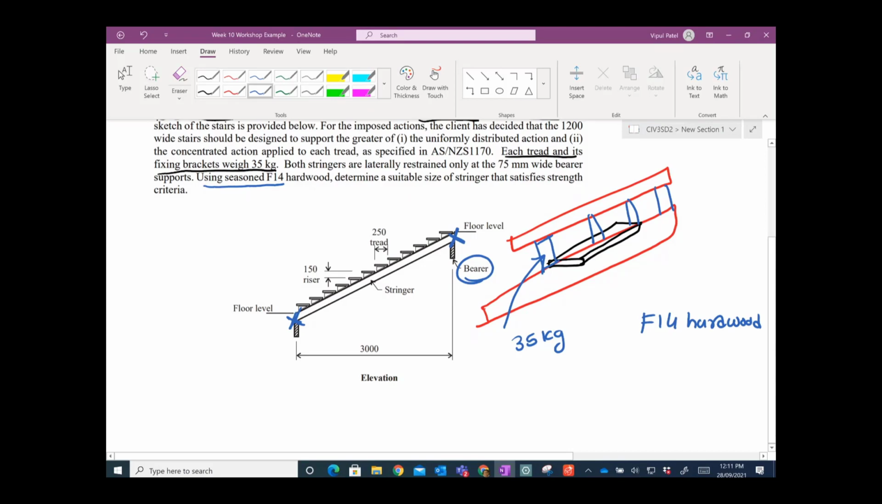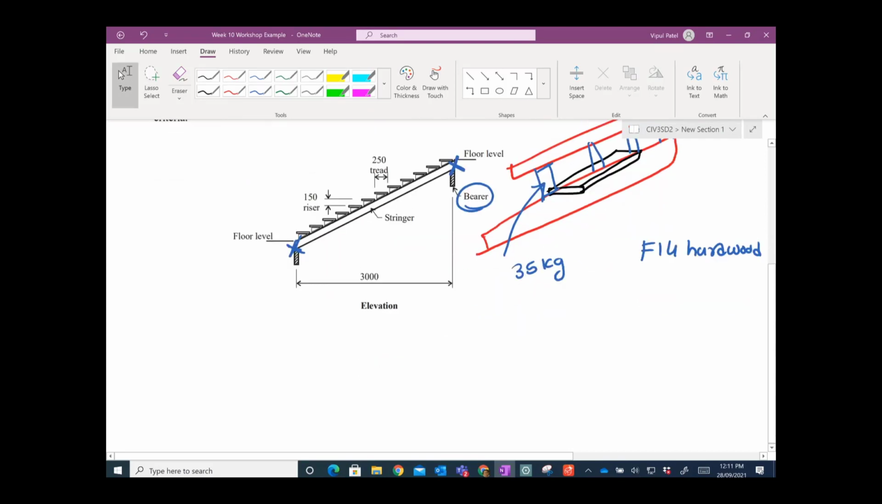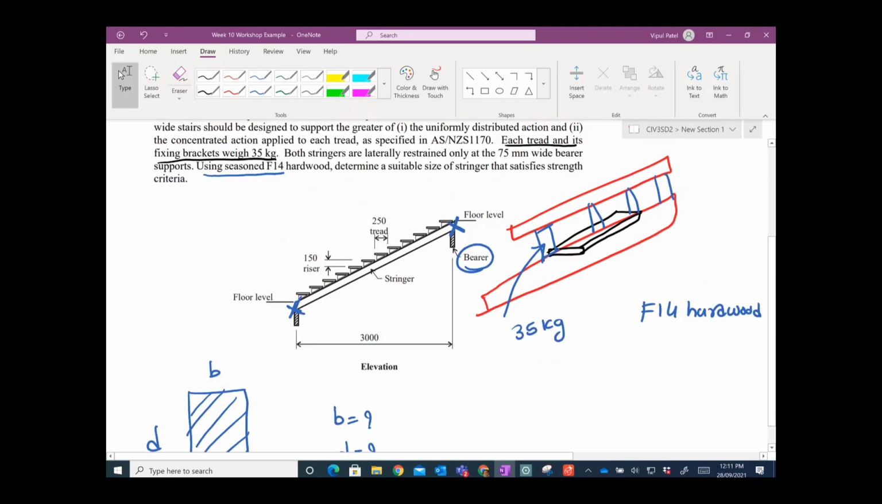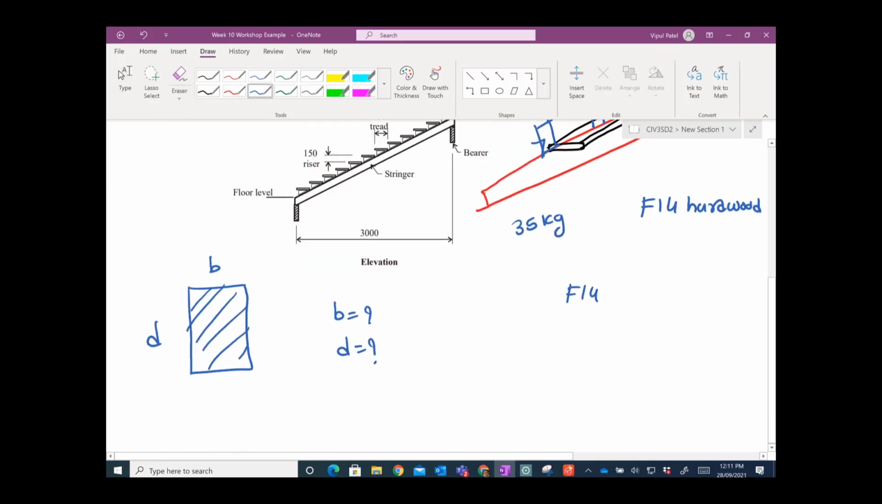Determine a suitable size of the stringers that satisfies the strength criteria. So we need to say how big these stringers should be, let's say this is B and D. Can you tell me how big I should make B and D that will be enough for the house to not be broken? For these stringers that we need to design, B and D, they have already given us F14 as the hardwood. Now let's start solving this example.